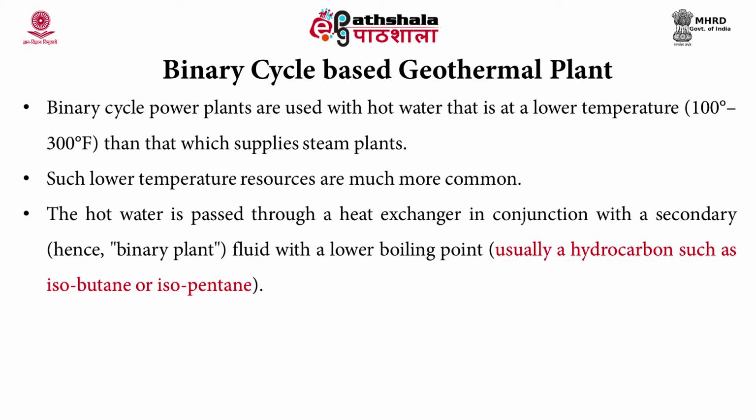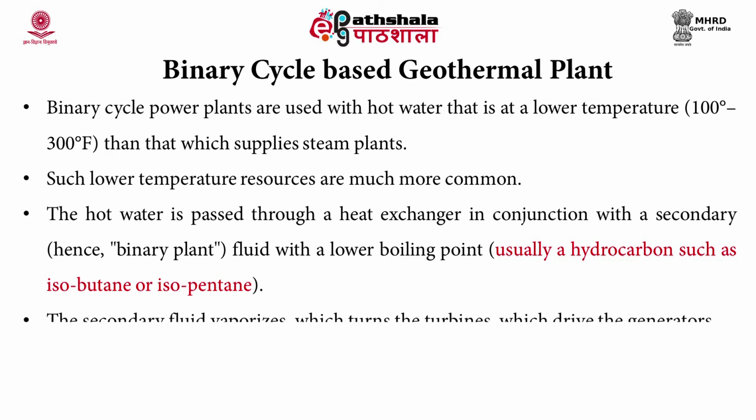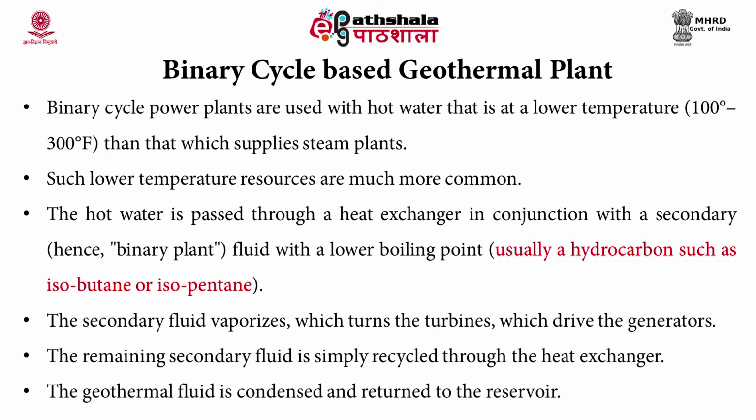This secondary fluid normally is a hydrocarbon such as isobutane or isopentane. The secondary fluid vaporizes, which turns the turbines which drive the generator. The remaining secondary fluid is simply recycled through the heat exchanger. The geothermal fluid is condensed and returned to the reservoir.